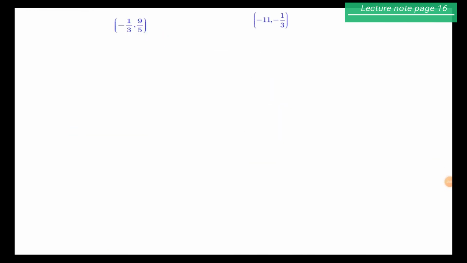We are not done yet. We still need to combine the answers from both sides. Please recall that the answer for our left side is -1/3 up until 9/5, and the answer for our right side is -11 up until -1/3. So we need to combine them by using the OR.